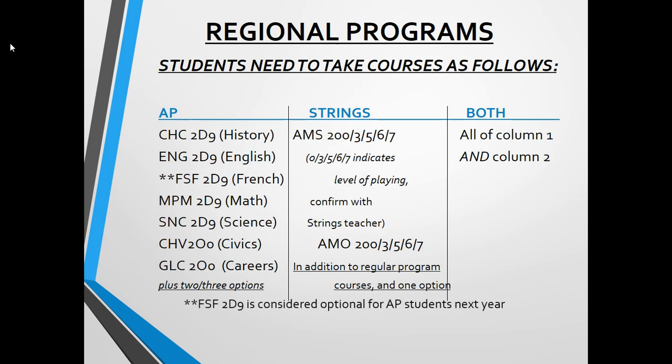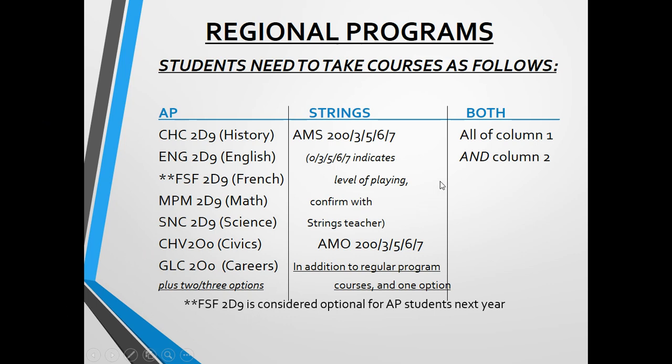If you're in one of our regional programs, there are certain courses you must take. AP, you must take the history, English, math, and science at the pre-AP level, and French is optional. Civics and careers, again, is compulsory. Plus, you're looking to take 2 optional courses if you are taking French, or 3 if you're not taking French.